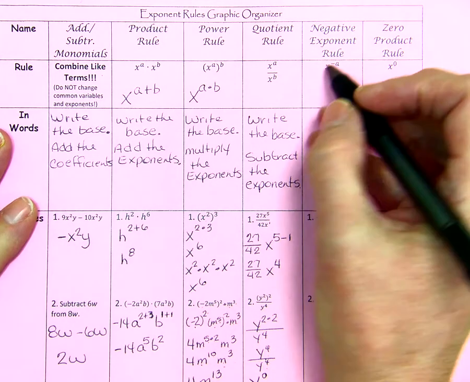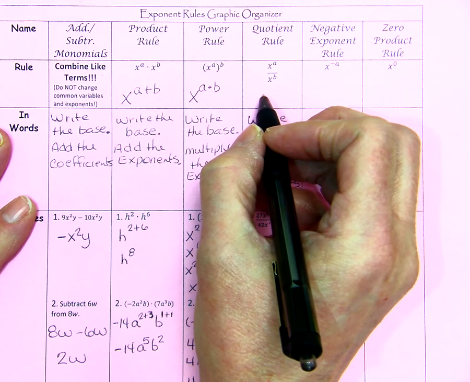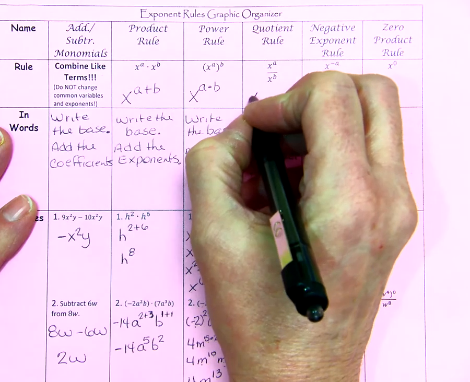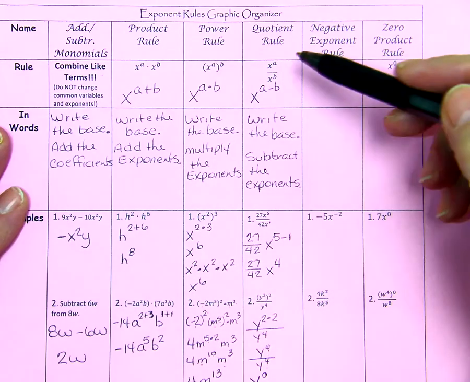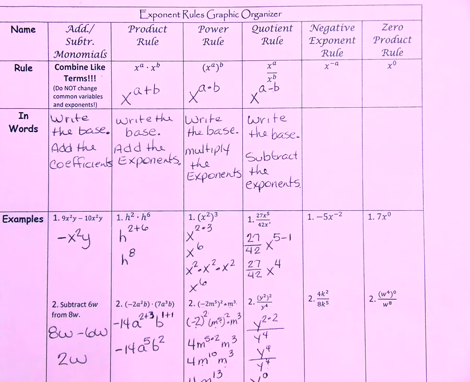Well, I forgot to go back on this one. Okay, sorry, let's back up a moment to the quotient rule. I didn't write this down. This is x to the a minus b. So the quotient rule says when you have like bases, write the base, then subtract the exponents.